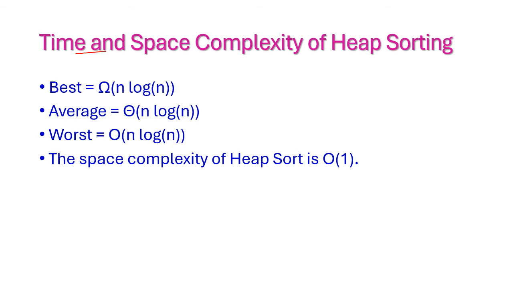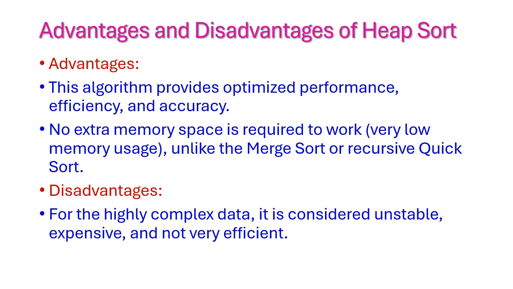The time and space complexity of heap sort. The best case time complexity is omega of n log n, the average case time complexity is theta of n log n, and the worst case time complexity is order of n log n. Okay, so the time complexity of heap sort is n log n. And the space complexity is order of 1, because heap sort does not require any additional space for sorting the elements.